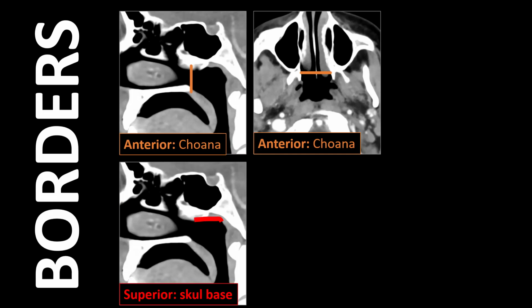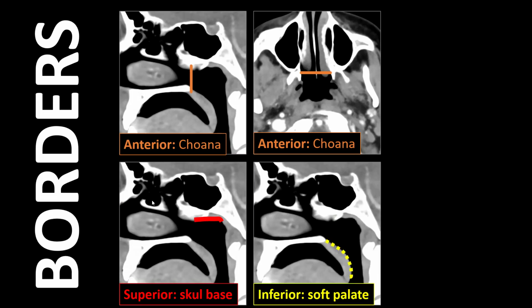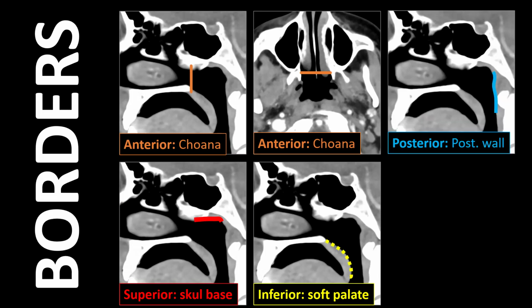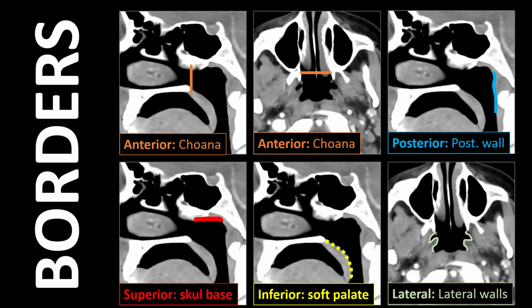The superior border is formed by the skull base, the sphenoid bone, and part of the clivus, and the inferior border is formed by the superior surface of the soft palate. The soft palate belongs to the oropharynx, not to the nasopharynx, which is also important to know. Then finally, the posterior border is formed by the posterior wall of the nasopharynx, and the lateral borders are formed by the lateral walls. And these are mucosal surfaces, so mucosal surfaces lining the nasopharynx.